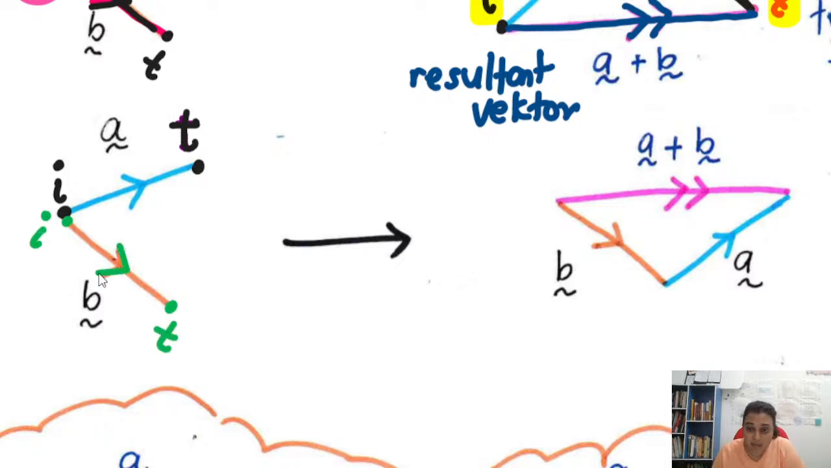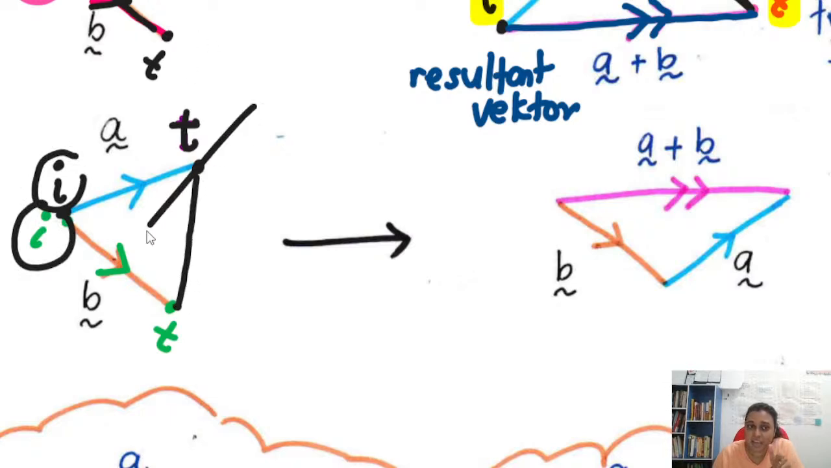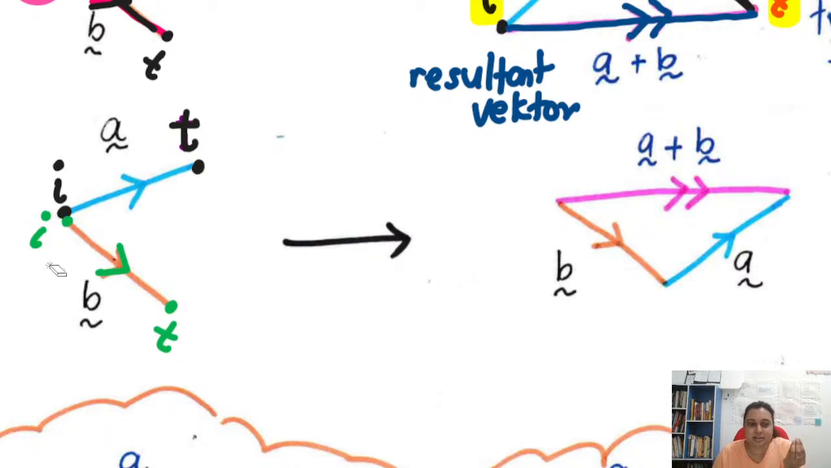You see your arrow, starting where, ending where. Tengok dia start dari mana, pergi ke mana. Okay. Lepas tu, kat sini I dengan I, T dengan T boleh connect tak? T and T can do connection or not? Cannot. So therefore, we have to change a little bit.